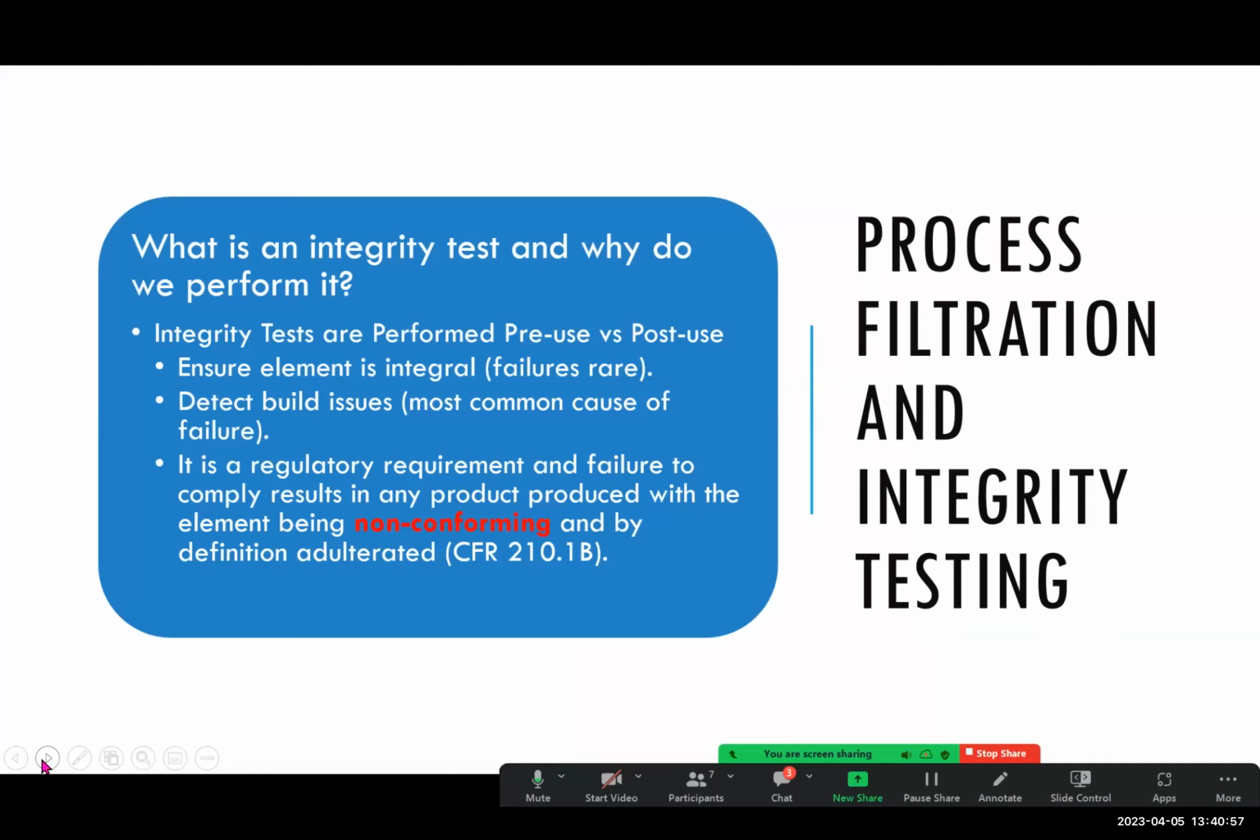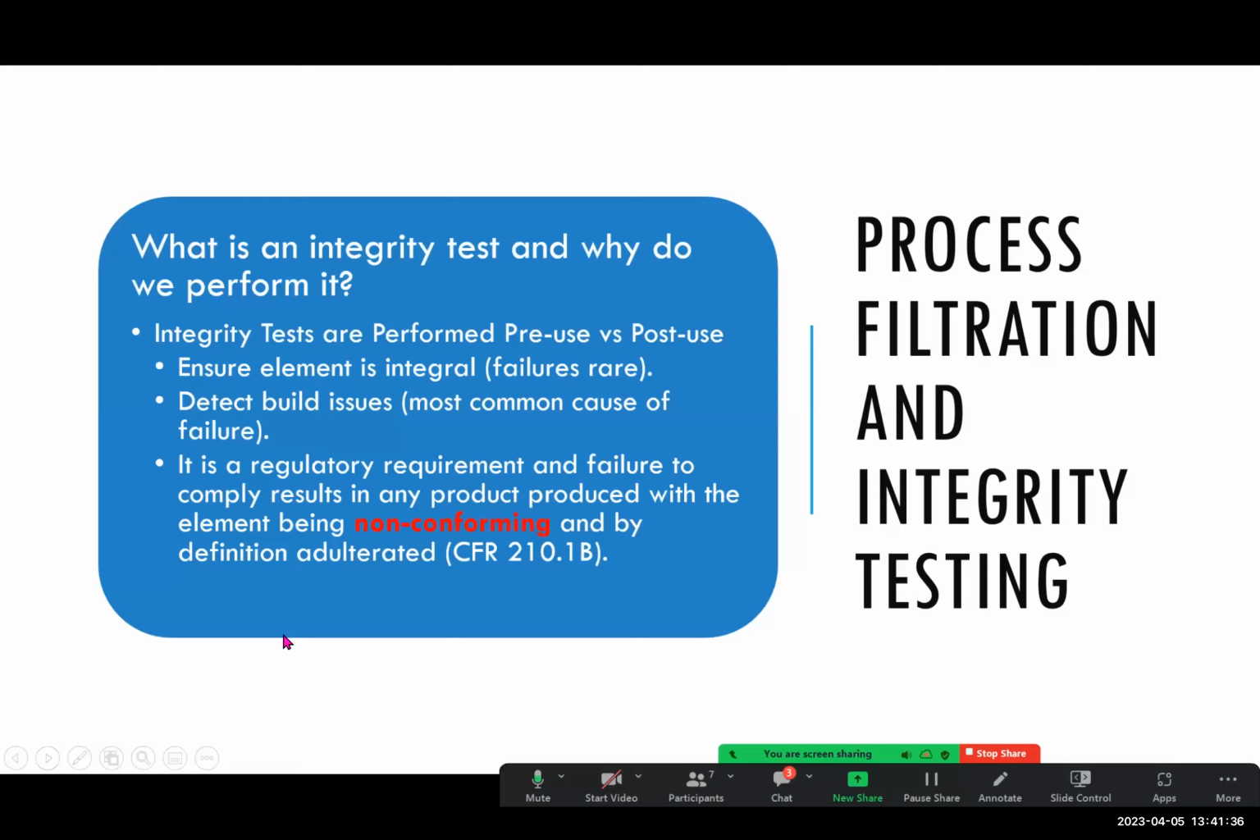So we check before we use them to try to detect build issues, which is the most common cause of failures. And then we also check after we use the filter, to make sure that if we had a failure while the filter was in use, we can separate that product and try to find a root cause. If the product is non-conforming, we can call it back or throw it away. And if the product is good to use, we can justify why it's safe for us to use the product. And then we always document these tests.